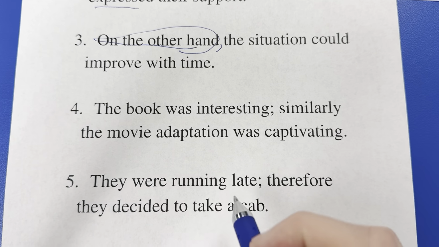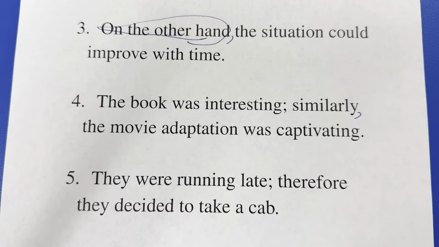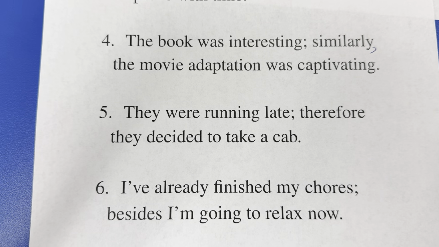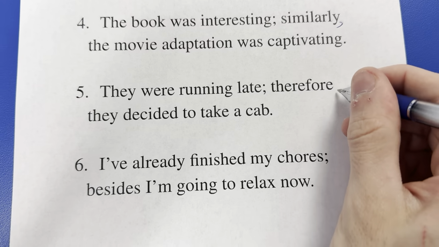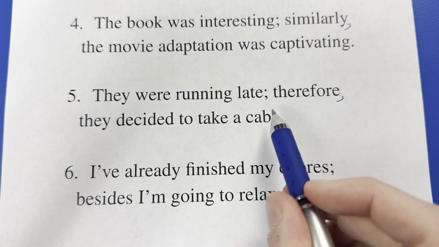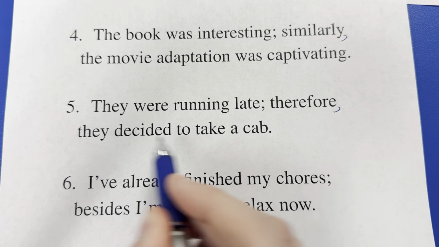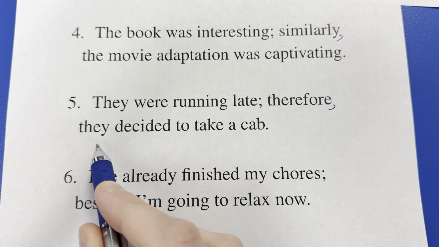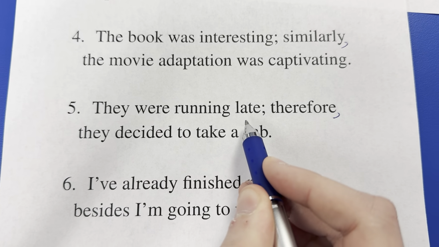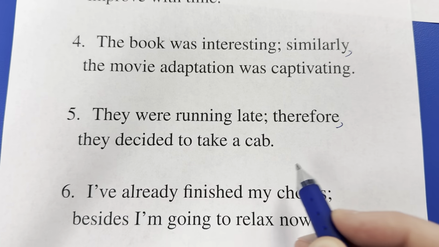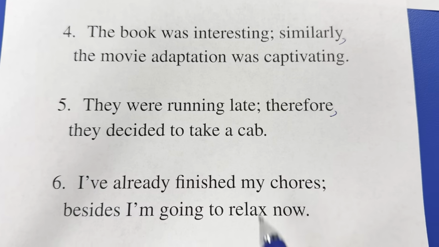Similarly, the movie adaptation was captivating. Yeah, that makes sense to put a comma after there. They were running late, semicolon. Therefore, they decided to take a cab. Therefore. You'll notice that especially with semicolons, this transition word is transitioning between this idea to this idea. They were running late. Therefore, because they were running late, they decided to take a cab. It's transitioning from one idea to the next.